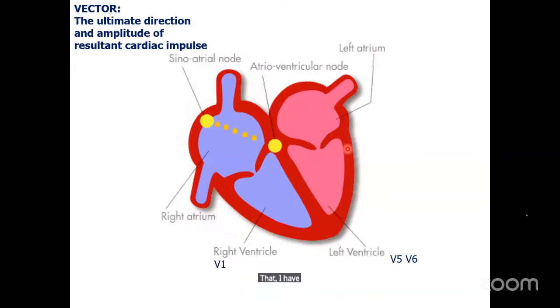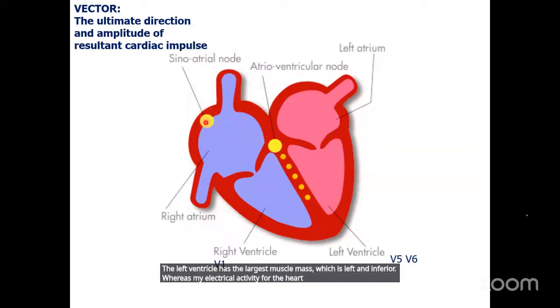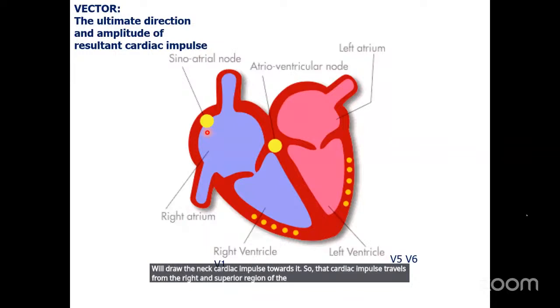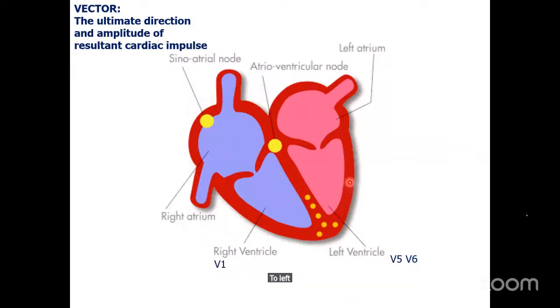the maximal muscle mass. In a normal heart, the left ventricle has the largest muscle mass, which is left and inferior. Whereas my electrical activity for the heart starts in the sinus node, which is right and superior. So my net cardiac impulse is likely to travel down and towards the left. This is my net impulse direction, because the maximal muscle mass, my left ventricle, will draw the net cardiac impulse towards it. So the cardiac impulse travels from the right and superior region of the sinus node to the left and inferior region of the left ventricle.